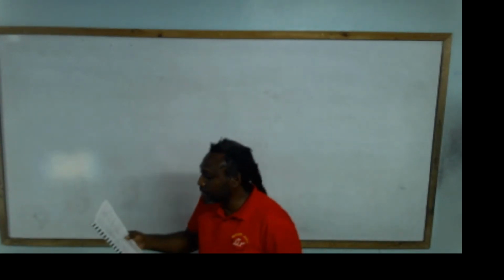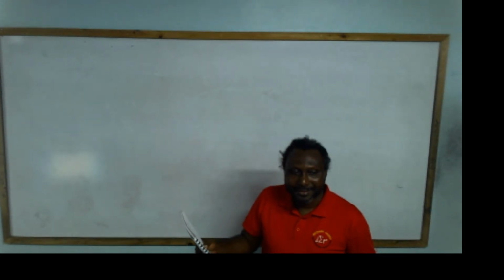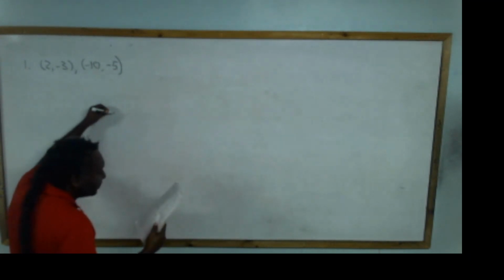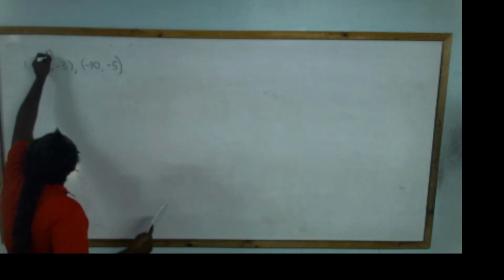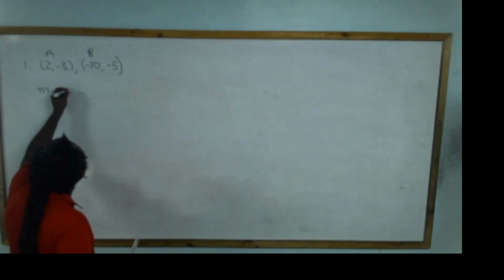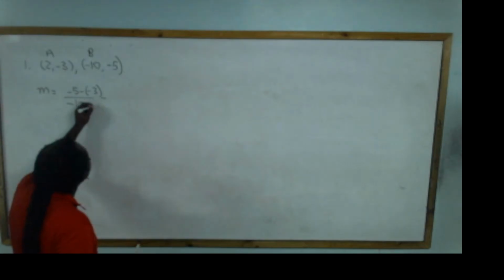The question says, the coordinates of the points A and B are such and such. Determine the equation of the perpendicular bisector of AB. Tell me what you're going to do for that before I start. First you find the gradient, so y2 minus y1 over x2 minus x1. So you need to find the gradient first. So m is equal to negative 5 minus negative 3 over negative 10 minus 2, right? So that is going to give you what?